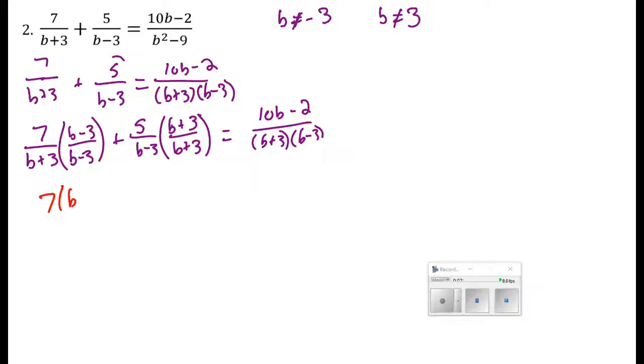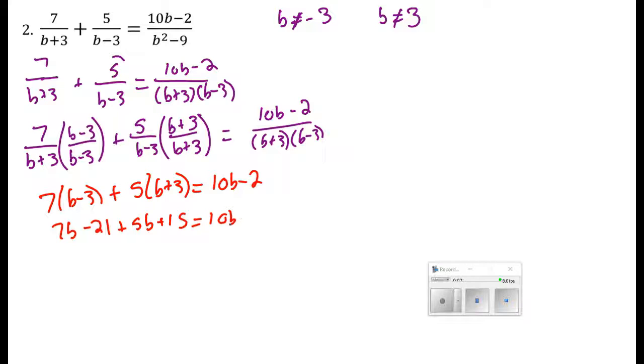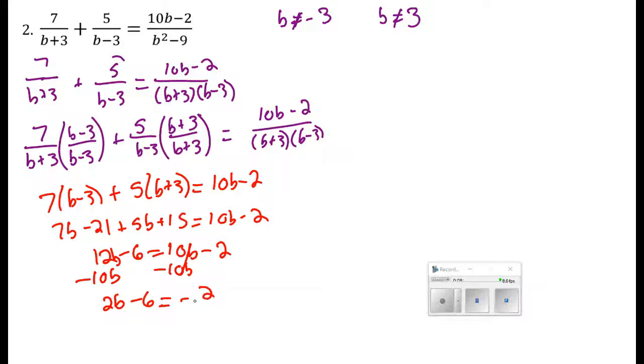So we have 7 times b minus 3 plus 5 times b plus 3 equals 10b minus 2. So 7b minus 21 plus 5b plus 15 equals 10b minus 2. Can I combine like terms on the left side? 12b minus 6 equals 10b minus 2. Subtract 10b, 2b minus 6 equals negative 2. Add 6 and get 2b equals 4, so b equals 2.